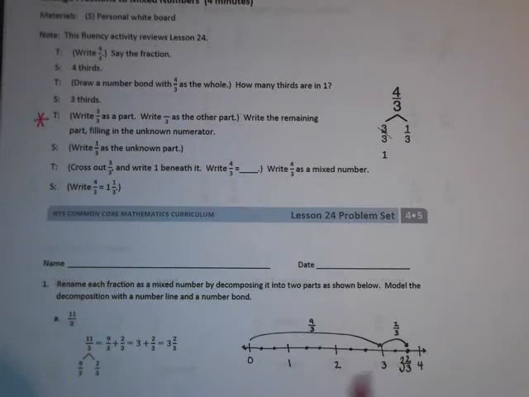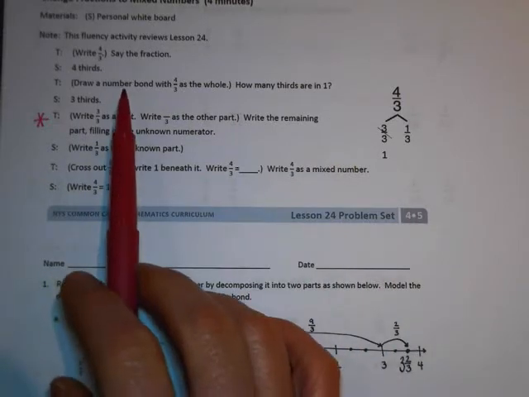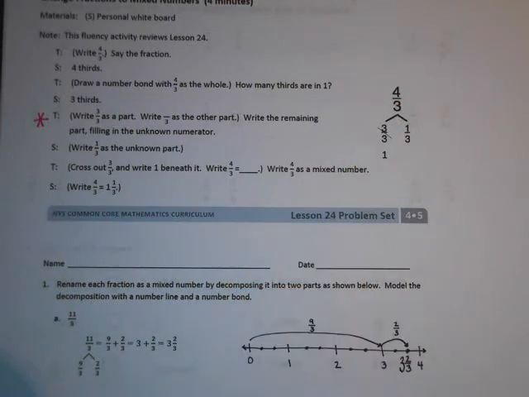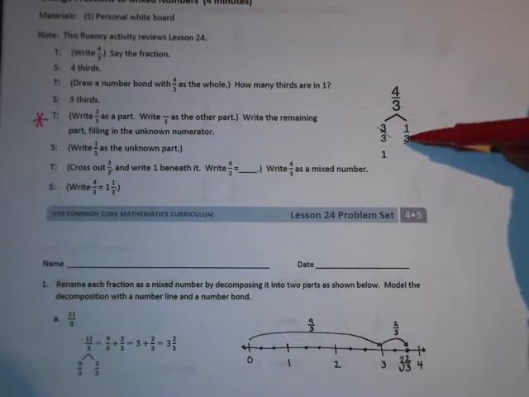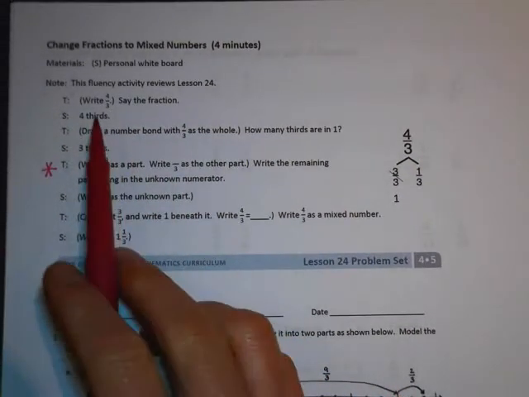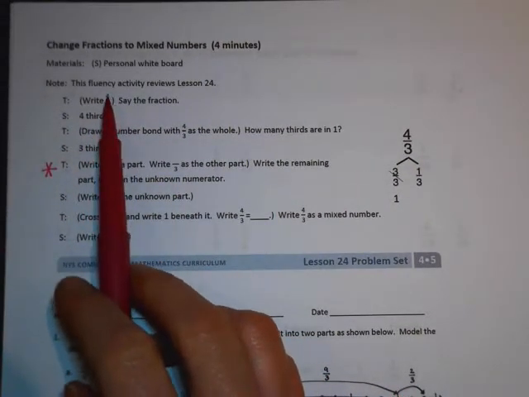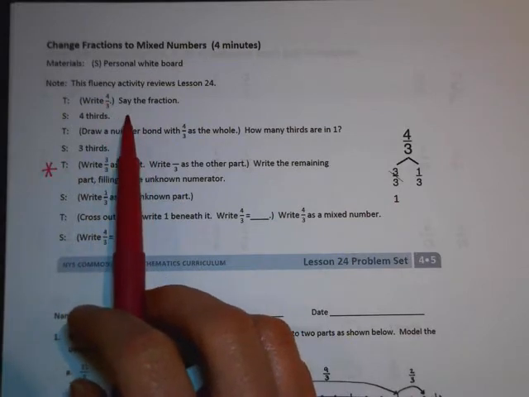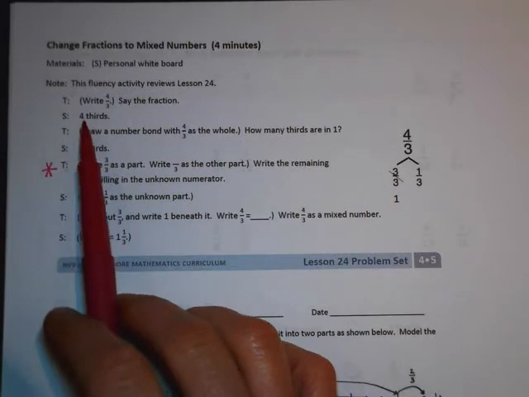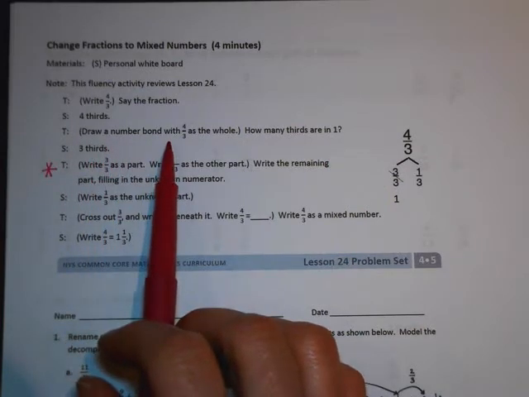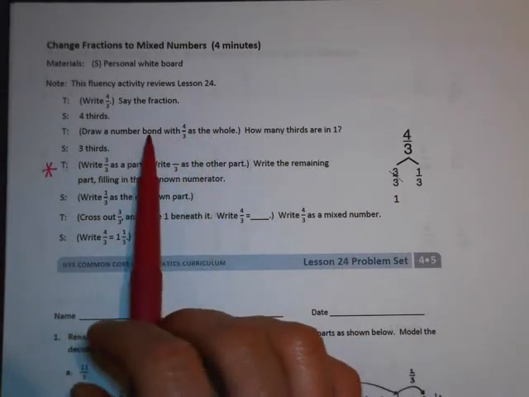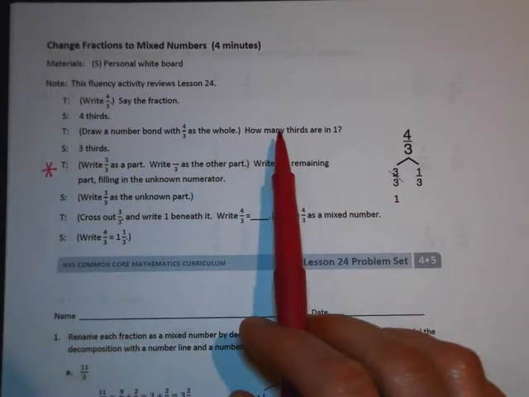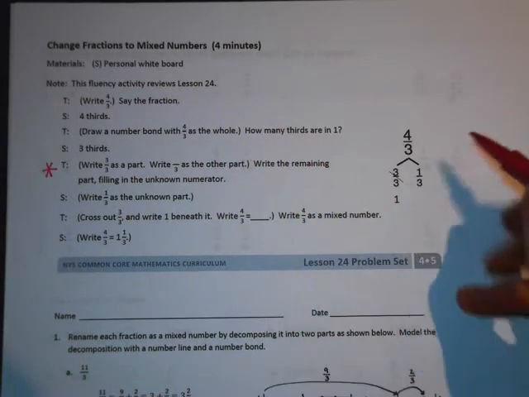So here, I'm going to do it again, and so you can look at the teacher directions. You ready? So we're going to do it in the other direction, right? So now we're going to write this improper fraction as a mixed number. Okay, so let's follow the directions. It says write 4/3 and say the fraction. Oh, the students are supposed to say 4/3. Okay. They say draw a number bond, because they love their number bonds, with 4/3 as the whole. So they say how many thirds are in 1?